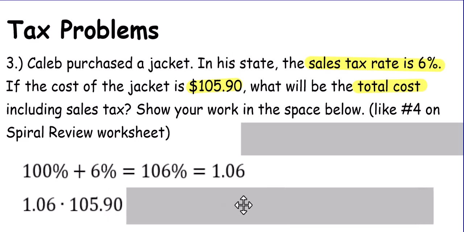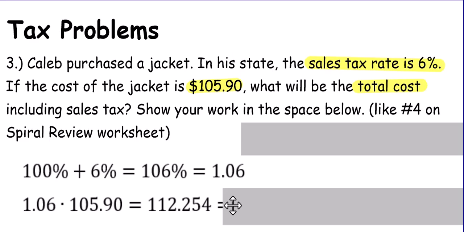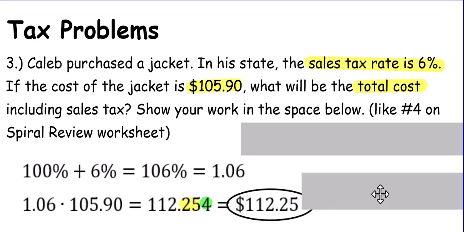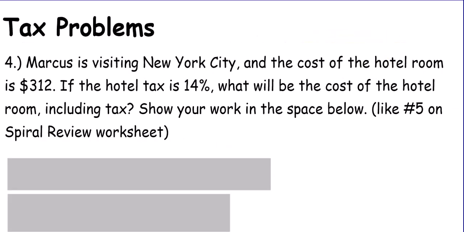And we are going to end up getting a number that needs to be rounded. We get 112.254. Now we currently have 25 cents followed by a 4, so we're going to keep that as $112.25 for our final solution. Again, it should be higher this time because tax is added on to the price and it does increase the price of the item. All right, number 4 is going to be like number 5 on your spiral review worksheet.